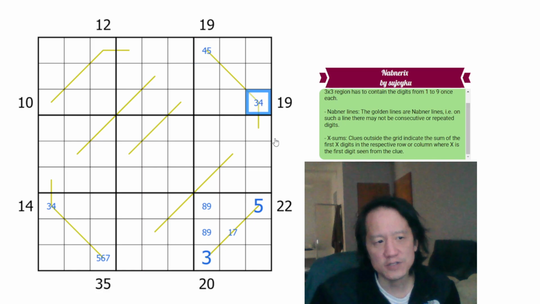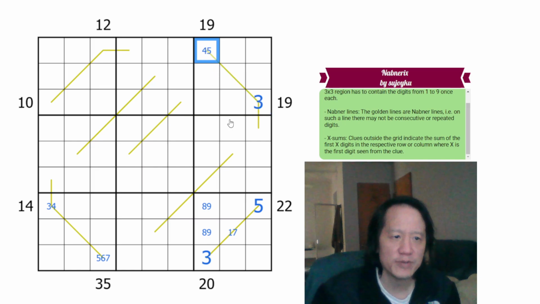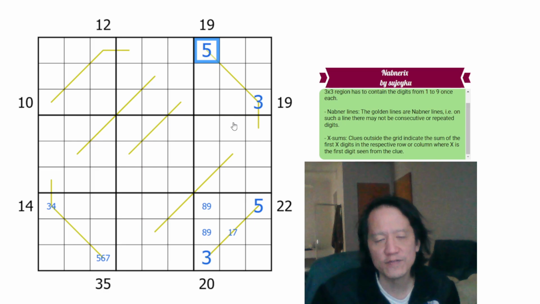Therefore, this is 3. If it's 4, this would have to be 5, and on the Nabner line, that would be consecutive digits, which is not allowed. So this has to be 3. Since this is 3, this can't be 4, because 3 and 4 cannot be on the same Nabner line, because they're consecutive, so this has to be a 5. Therefore, this has to be 3, 7, and 9. This can't be a 9 because of the 8, 9, 8, 9 pair in column 7. Therefore, this must be 7, and this must be 9.